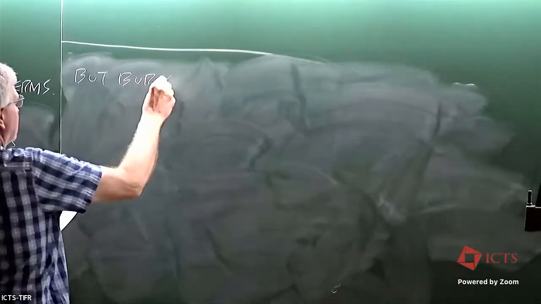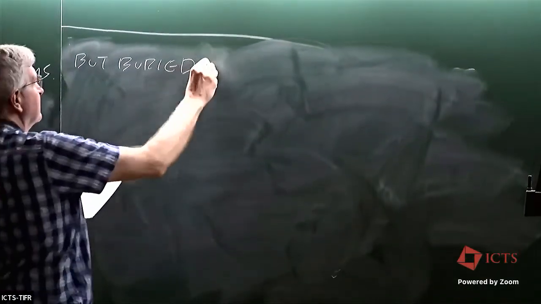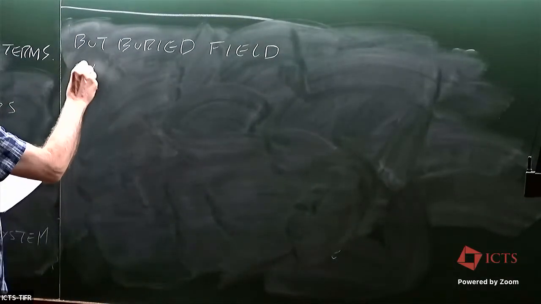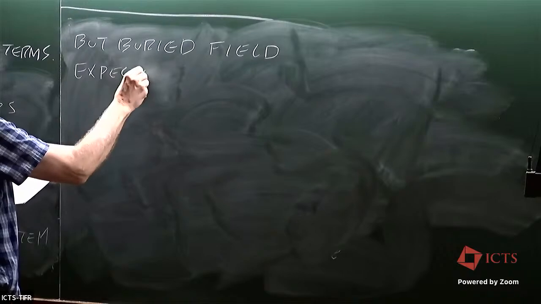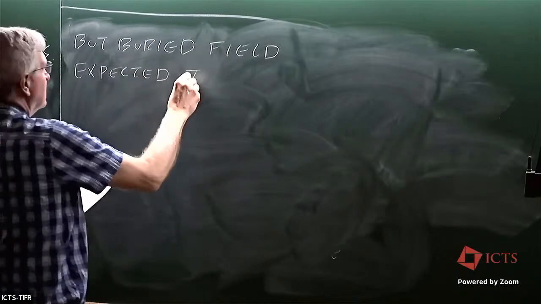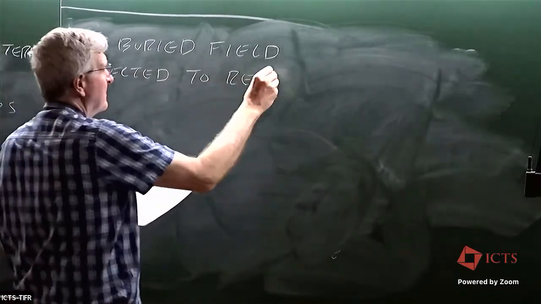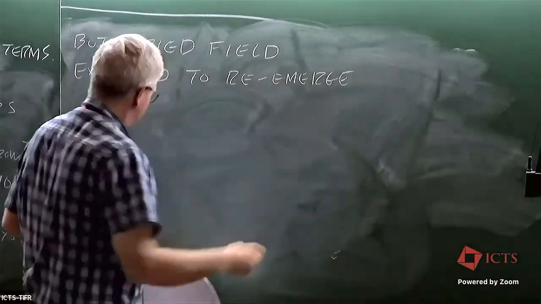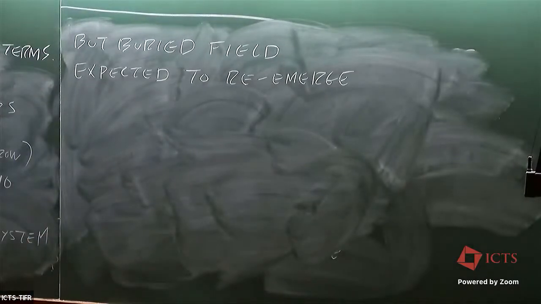I'll close with that note that this buried field is expected eventually to reemerge. And so it's not necessarily a good way to go to explain billion-year-old stars' low magnetic fields based on the fact that the fields got buried at some point in the past. More likely that the fields just got weakened from another mechanism. That's a good place to stop for today.